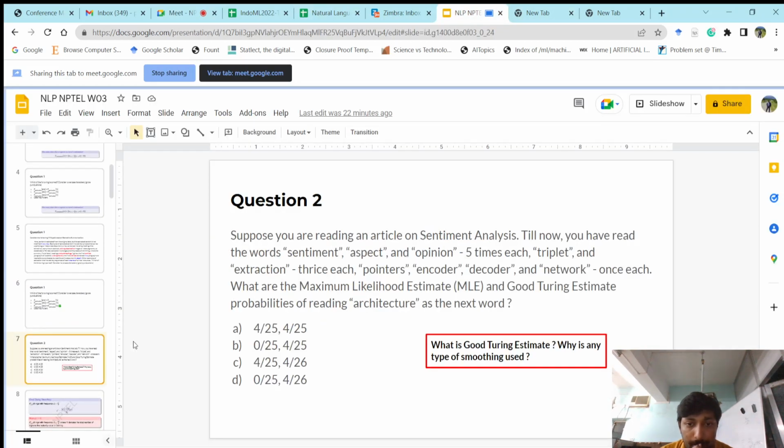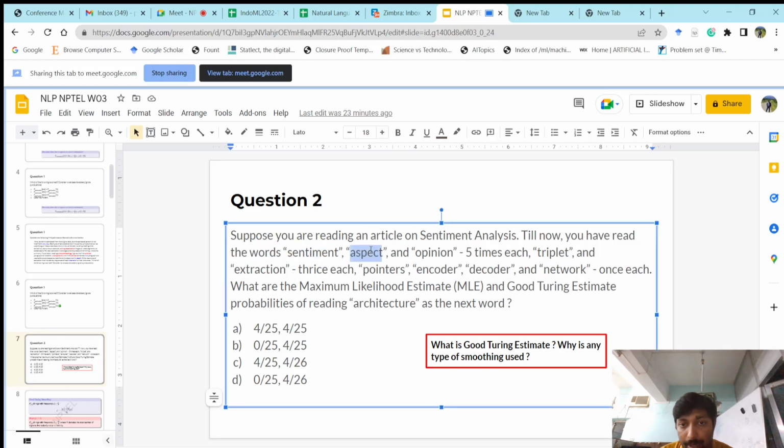Now let us move to the next question. Here you have been given an article, and you have read that the words sentiment, aspect, and opinion occur 5 times. Triplet and extraction occur thrice each. Pointers, decoder, encoder, decoder network and occur once each. Now they are asking you to find out the MLE and the Good-Turing estimate of reading architecture.